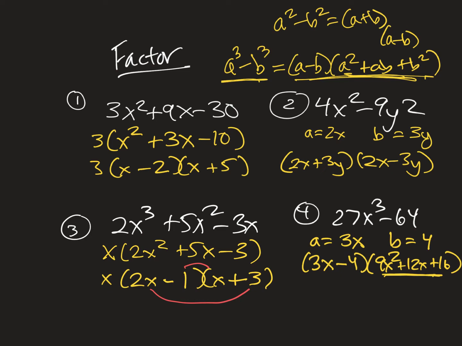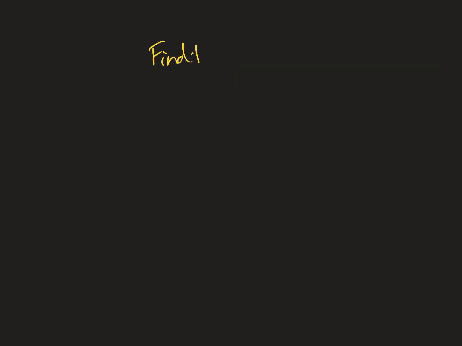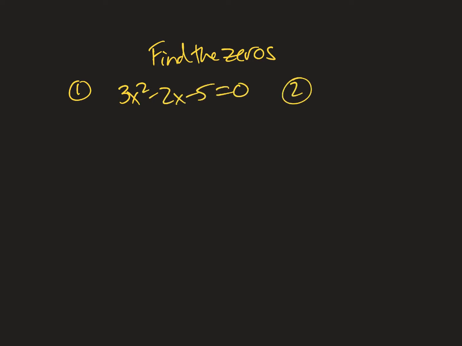Now let's go to, it's related to this, which is finding zeros. So let's open up a new page. Okay, find the zeros, which are solutions, or sometimes if it's a quadratic, it's the x-intercepts. So here are the problems. So 3x squared minus 2x minus 5 equals 0. Another one is x squared minus 10x plus 1 equals 0. Plus 9, not plus 1.